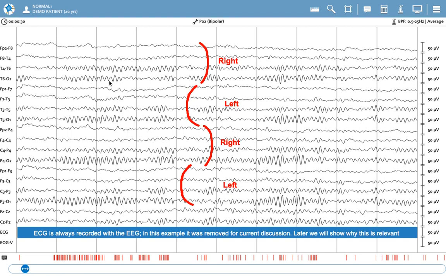And immediately note that the time series are different. Over the frontal regions, the amplitudes and the rhythms are different, for instance, than over the temporal and occipital regions. So there is a spatial gradient.